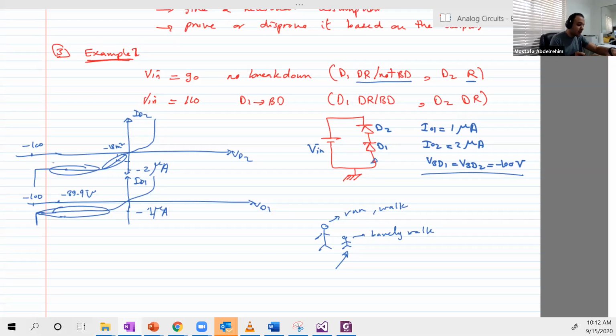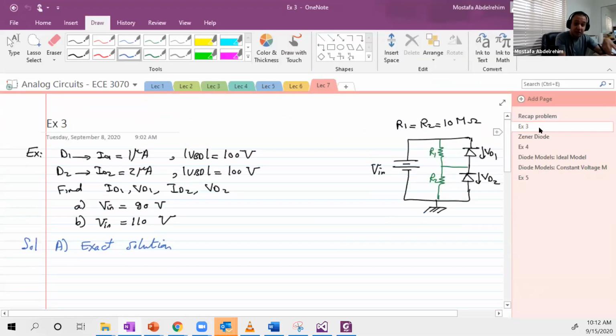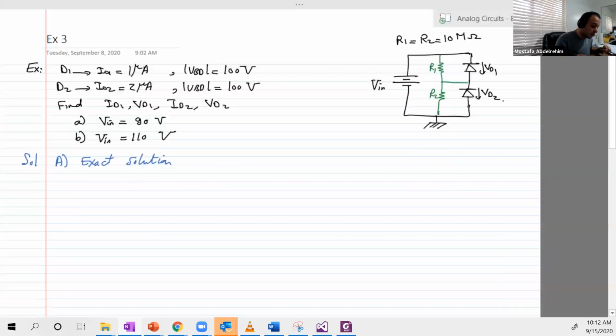Okay, good. So let's now go to another example based on this example. This is exactly the same example that we just described, but we have two additional resistors, R1 and R2, both with the same value of 10 mega ohms, 10 multiplied by 10 to the power 6 ohms. Very high resistors. Again, let's examine how we solve this as exact solution.